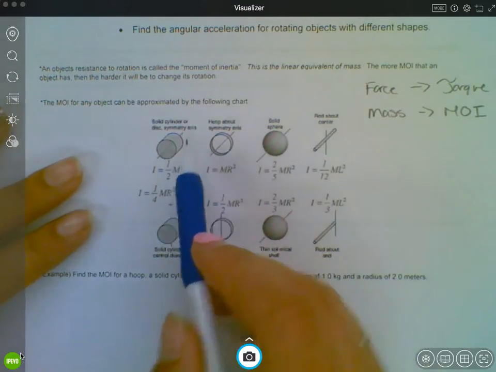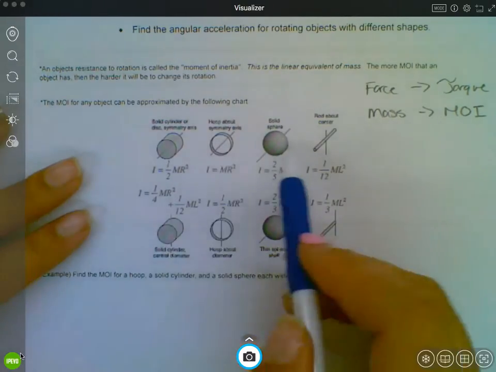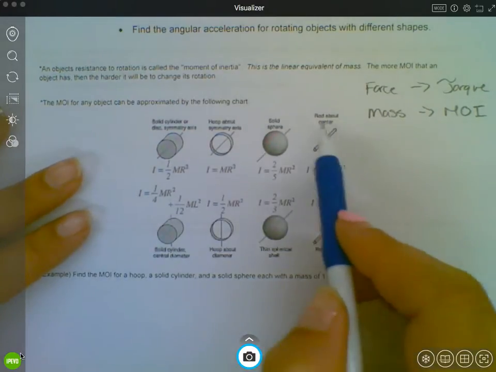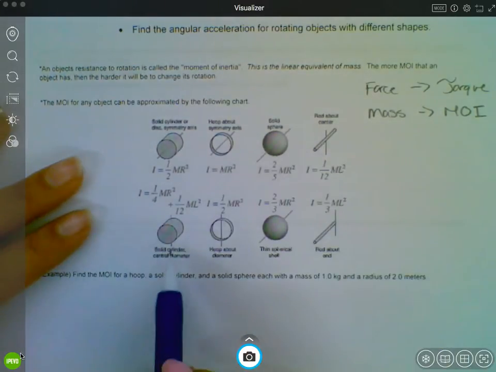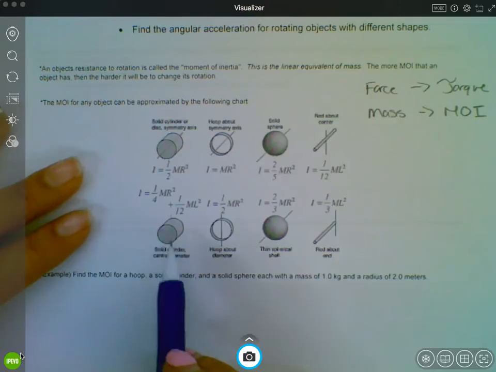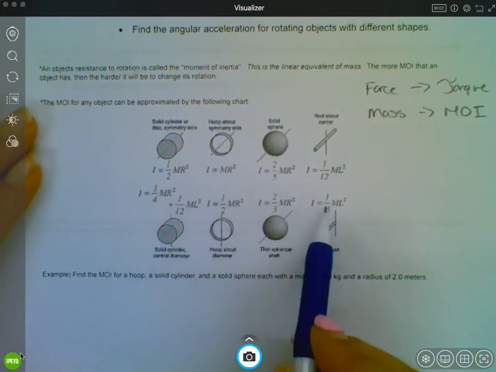These other ones are the same shapes, but they have different axes. So if you can see this axis, this one's spinning this way, this one's spinning around that center axis, and this one is spinning around the center axis, not spinning like this. So different axes give different moments of inertia.